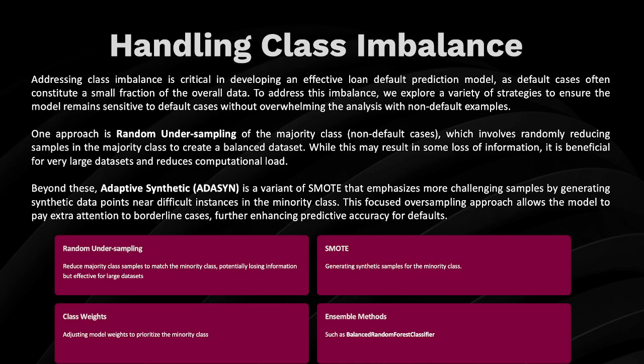Since loan default cases are typically a small portion of the dataset, addressing class imbalance is crucial. Techniques like random undersampling and adaptive synthetic sampling help make the model more sensitive to defaults. While undersampling reduces the majority class, the adaptive approach focuses on generating synthetic data for challenging samples, enhancing the model's focus on borderline default cases, which improves predictive accuracy.